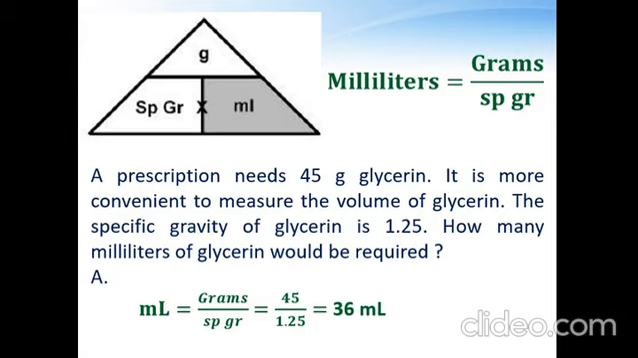A prescription needs 45 gram glycerin. It is more convenient to measure the volume of glycerin. The specific gravity of glycerin is 1.25. How many milliliters of glycerin would be required? We use that. Mil is grams divided by the specific gravity. So 45, only the number, divided by 1.25, we get the volume is 36 mil. All the three situations you can directly figure out from the specific gravity triangle. Hopefully you can use that.